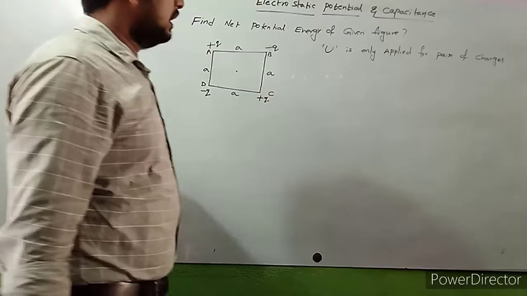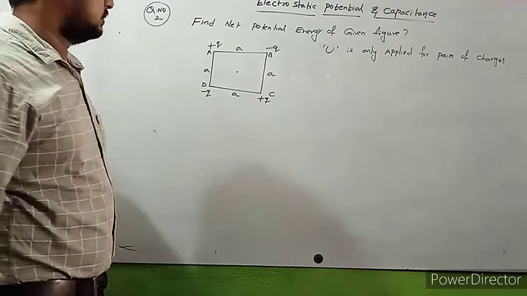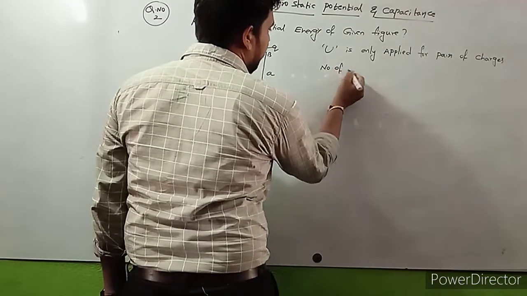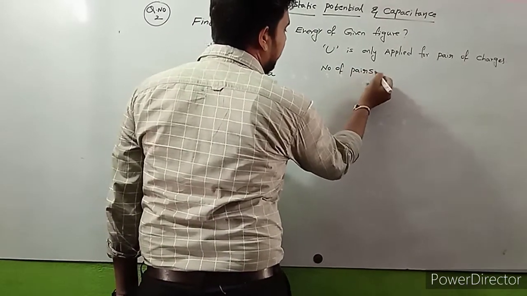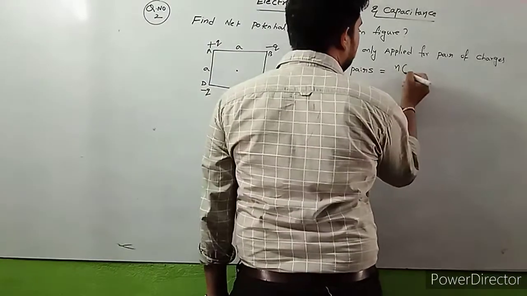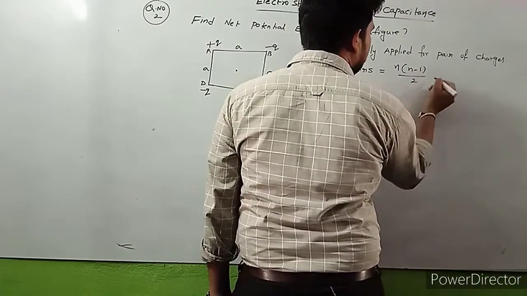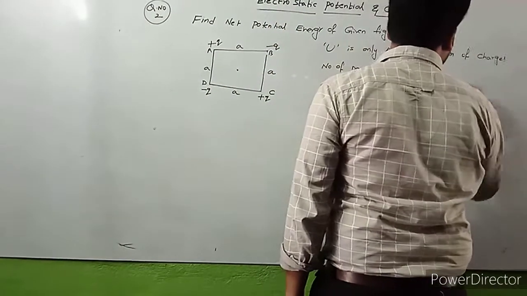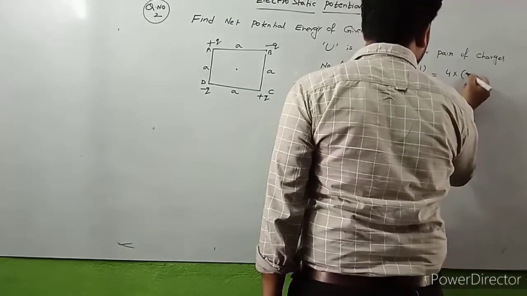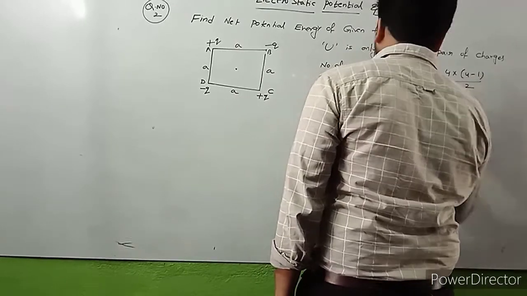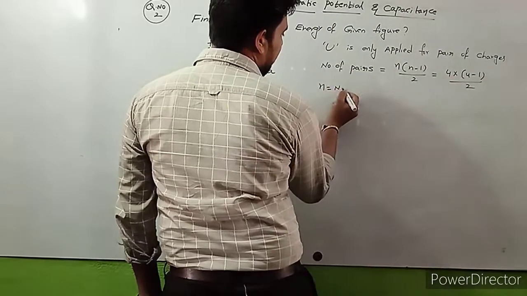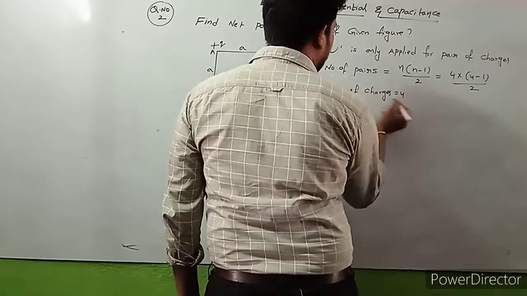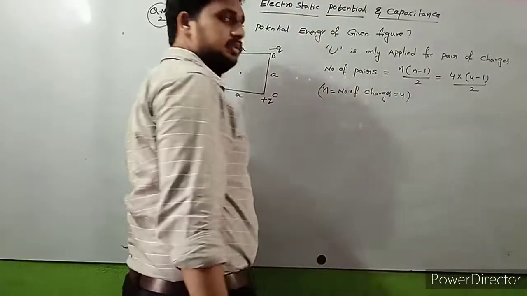U is only applied for a pair of charges. For example, how to find the number of pairs? The formula for the number of pairs is n into n minus 1 by 2. Here 4 charges are there, so the number of charges is 4. So 4 into 4 minus 1 by 2. Here n means the number of charges, which is equal to 4 here. That's why 4 into 4 minus 1 by 2.